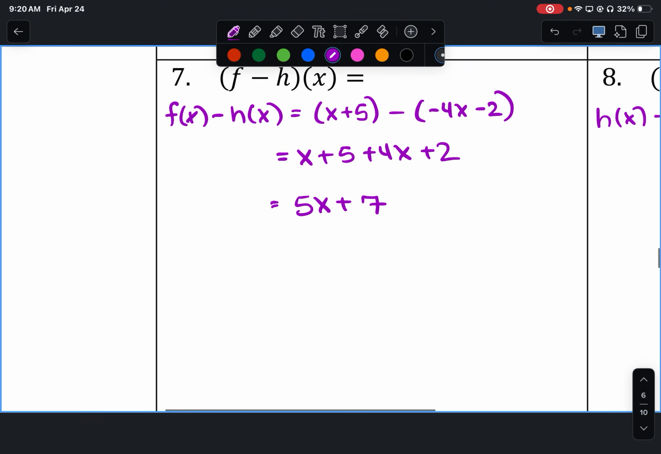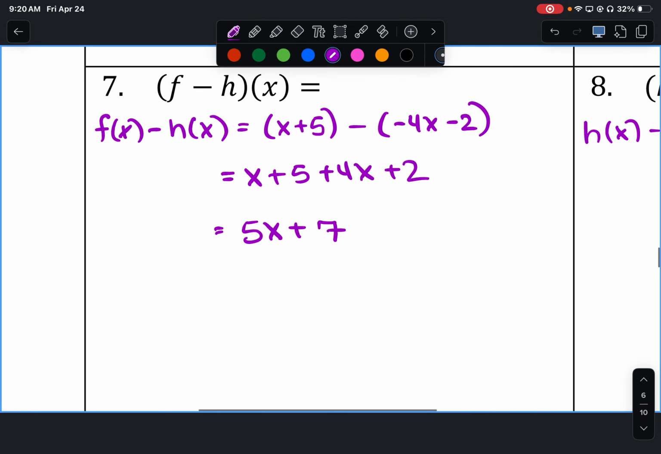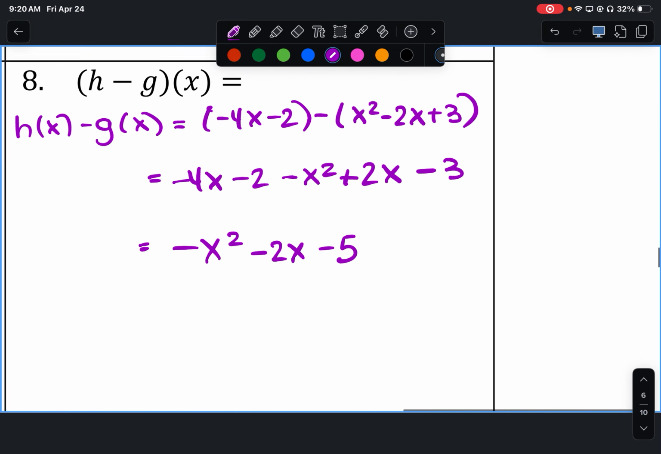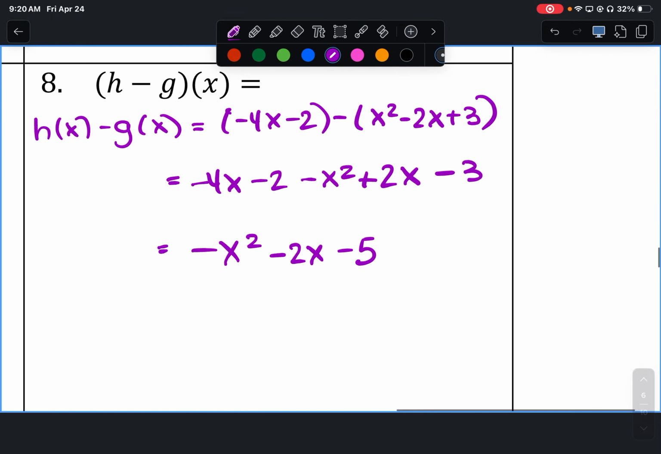All right, what did y'all get for the answer for number 7? 5x plus 7 is correct. All right, what about for number 8? That is correct. All right, so now we're going to go ahead and look at function multiplication, okay?